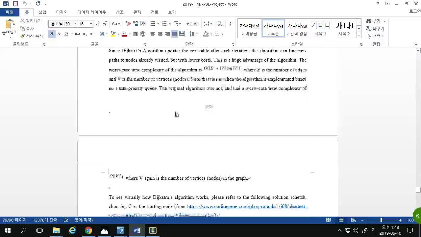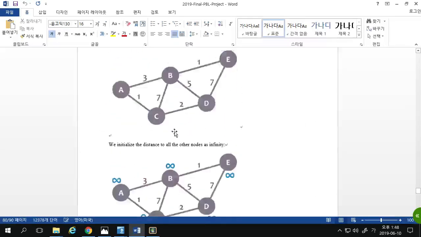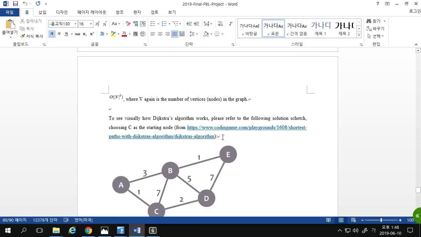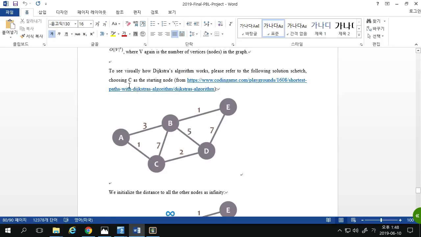Yeah, like I said, the original algorithm was not modeled with the min priority queue, so the worst-case time complexity, in big O notation, was V to the power of two. And I would like to visually explain how the algorithm works by using these pictures gathered from this website, where we choose C as the starting node.